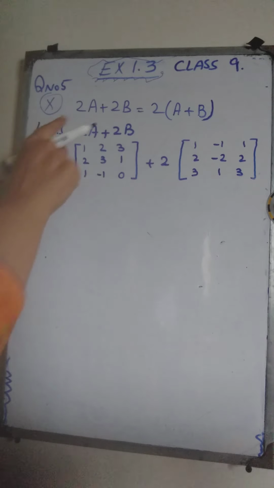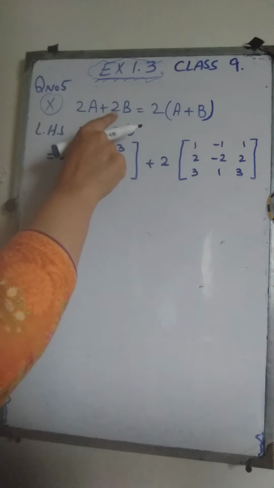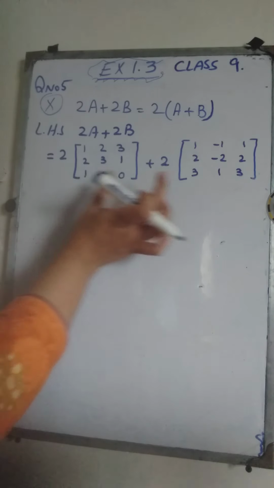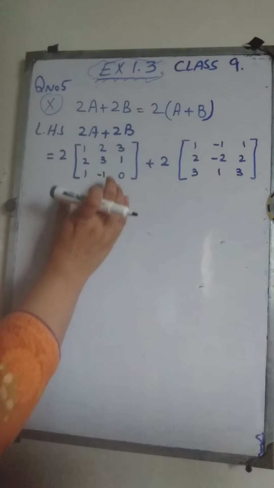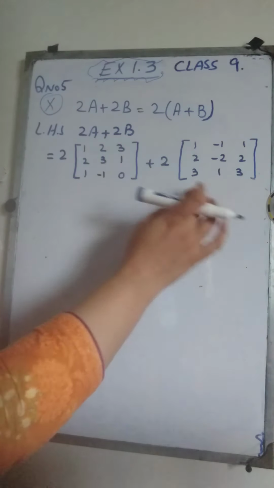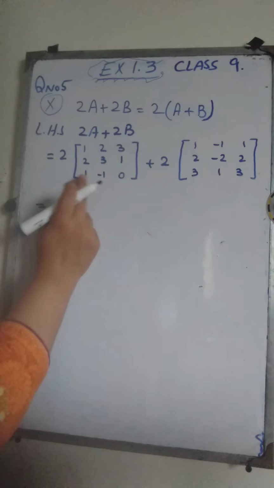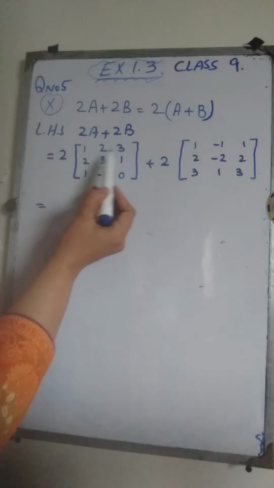We have to prove that 2 times A plus 2 times B. First we are going to multiply 2 with B and 2 with A, and then we are going to add. Multiplication will come first, scalar multiplication. Then we are going to add the matrices which we obtained as a result of these two operations. Multiplying 2 with this matrix, how are we going to do it? We are going to multiply 2 with each and every element of this matrix.